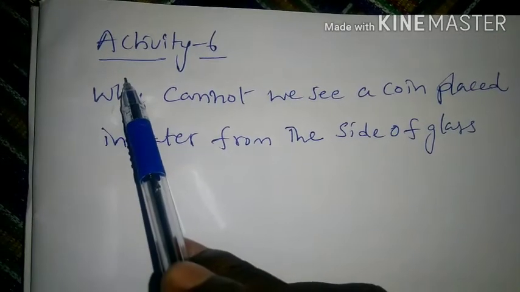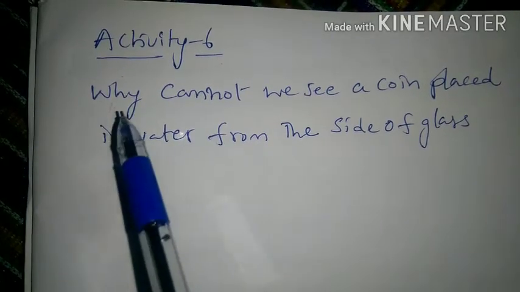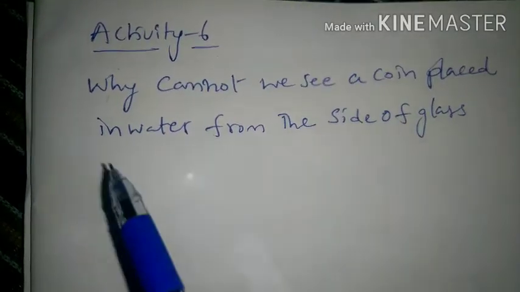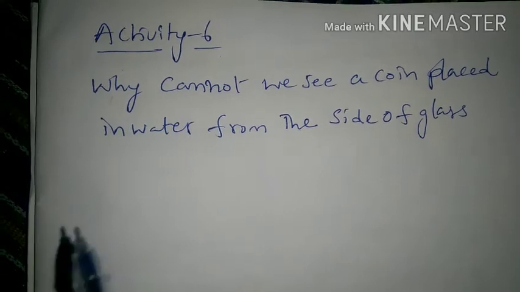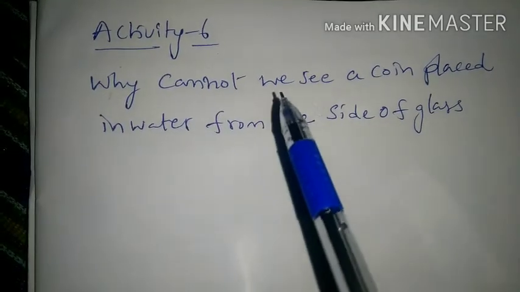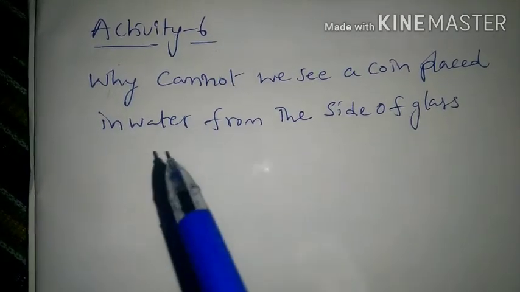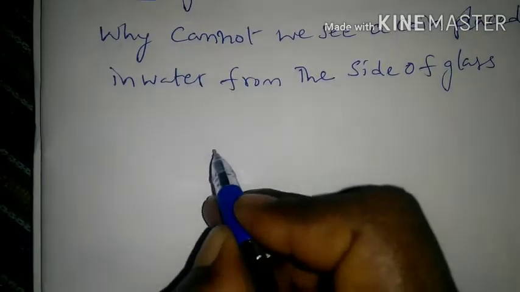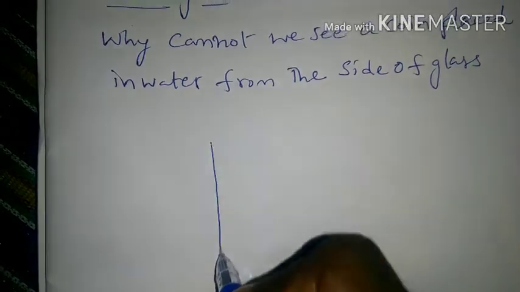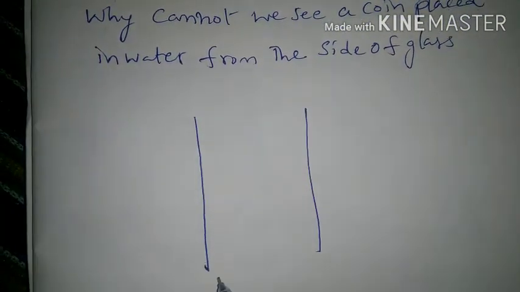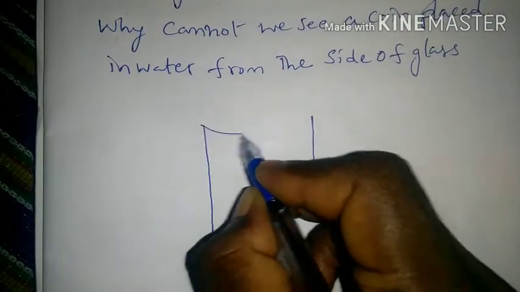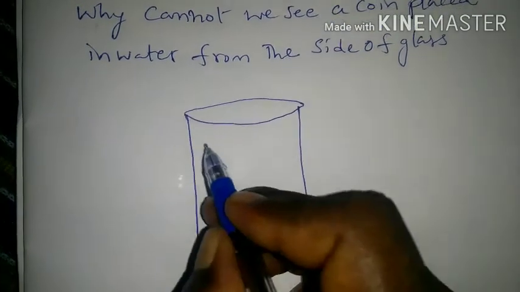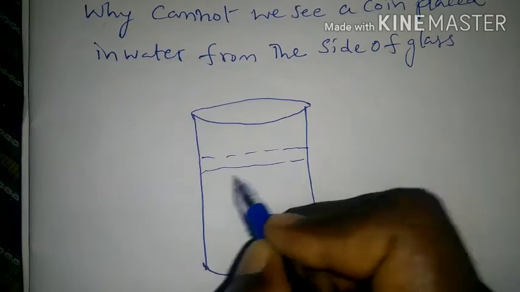Next, explain activity 6. Question: why can you not see a coin placed in water from the side of the glass? Take a transparent glass, with water.